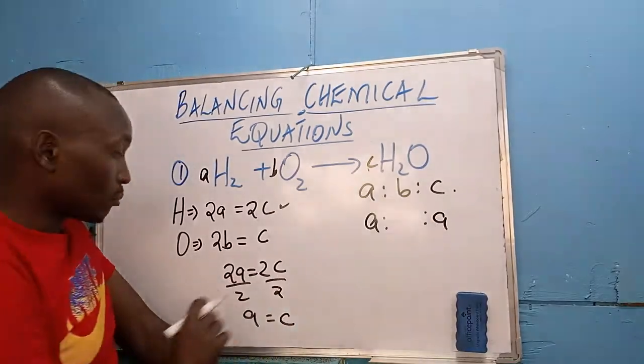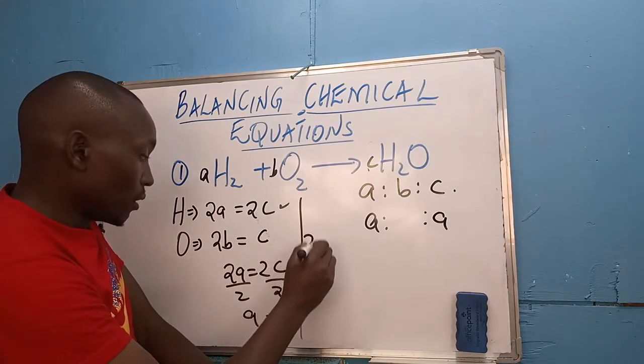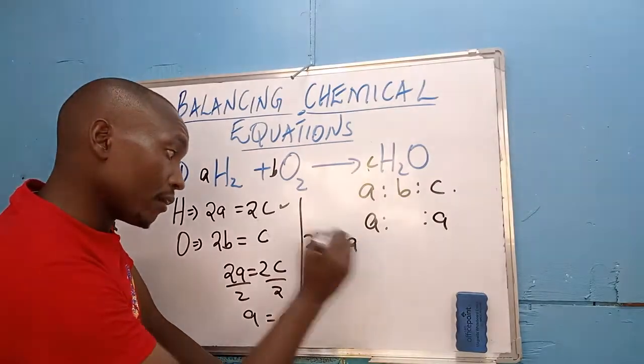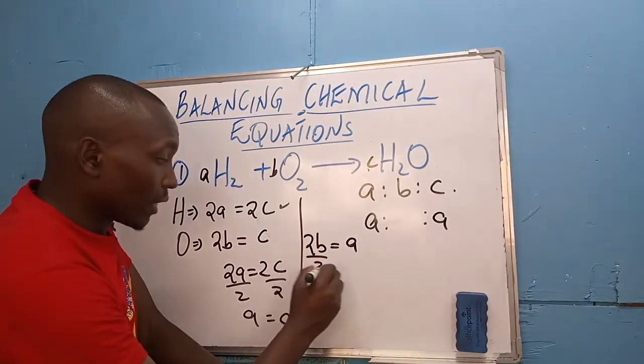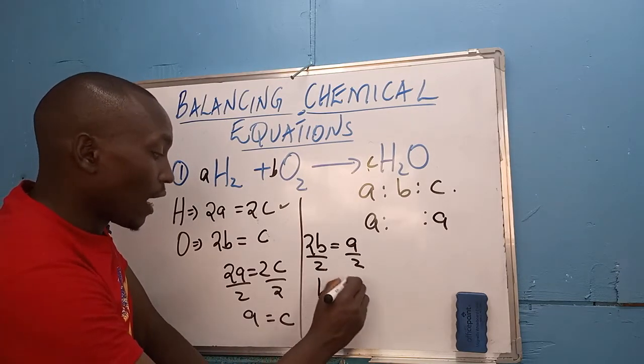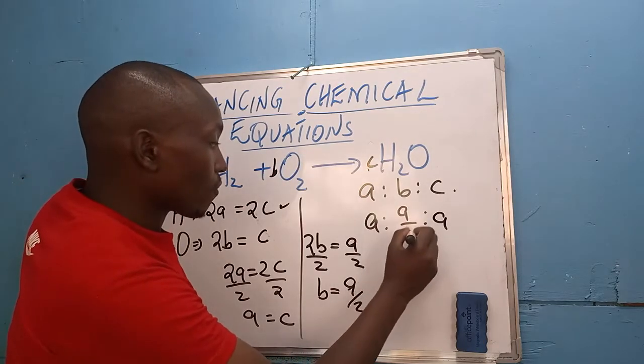Now I can establish B. Look at this second equation here: 2B equals C. But C is the same as A. So I divide this by 2, divide this by 2. By doing that, I have B is a half of A.